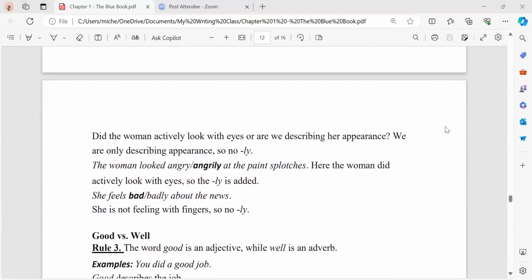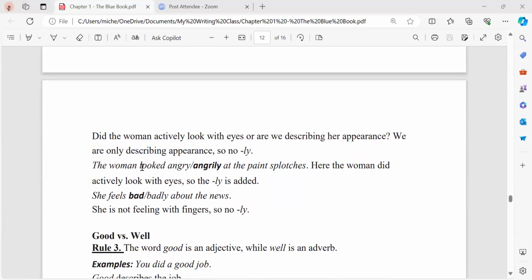Unless it is something like this. See here, other examples. We have right here: the woman looked angry or angrily at the paint splotches. So from here, we know that with angrily, the woman did actively look with her eyes, so ly is added. So it involves active senses.